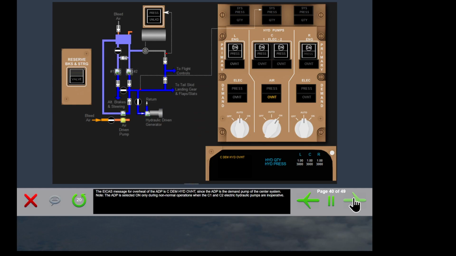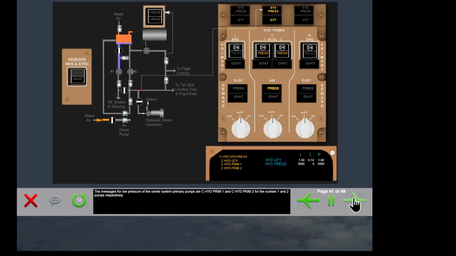The ICAS message for overheat of the ADP is center demand hydraulic overheat, since the ADP is the demand pump of the center system. Note, the ADP is selected on only during non-normal operations when the C1 and C2 electric hydraulic pumps are inoperative.